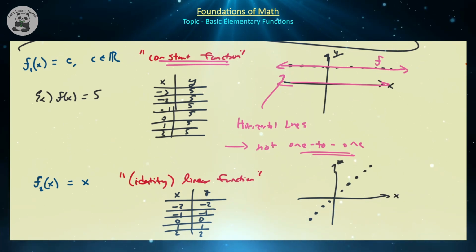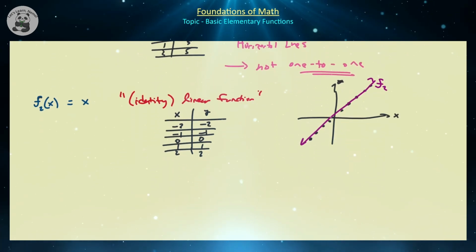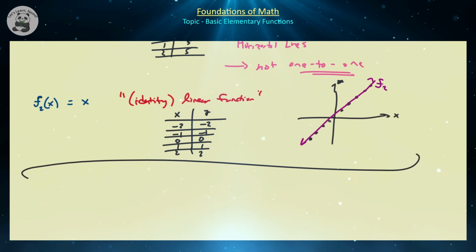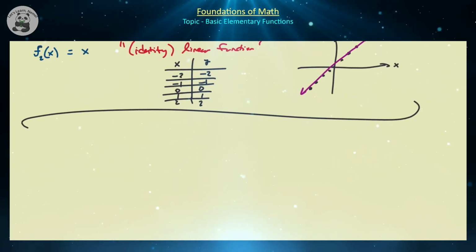So if we extrapolate these points, you're going to get this particular relation, which is the identity linear function, which obviously does not have x-axis symmetry, it doesn't have y-axis symmetry, but it does have origin symmetry. So that's actually pretty nice. So let's actually go over the domain and range for these two basic functions.